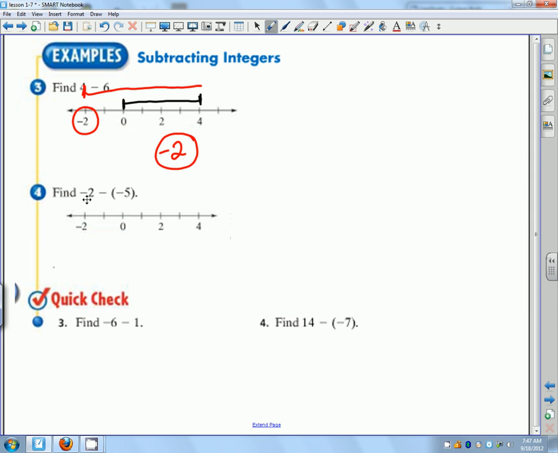This one, I have negative 2, so I'm going to go from 0 to negative 2. And I'm going to minus a negative 5. Well, when you minus a negative 5, the two negatives make a positive. So that really means plus 5. So then I'm going to go up 5. And my answer is 3.